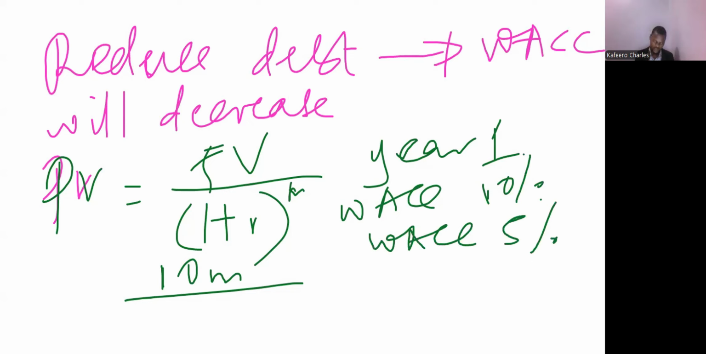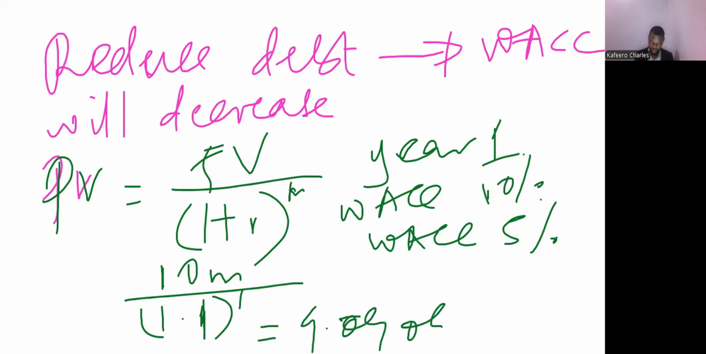What will be the end result? This one is going to be 10 divided by 1.1. Of course, this is to the power of 1. So this one is going to give us 9.0909. So this is 9.09.